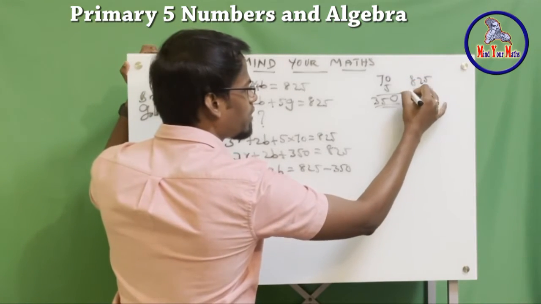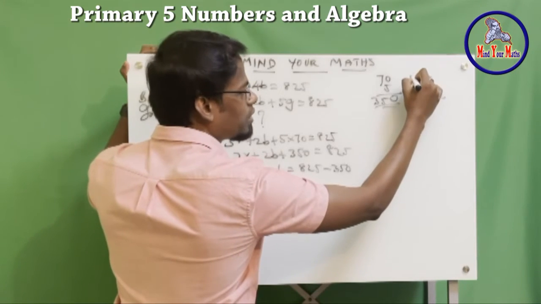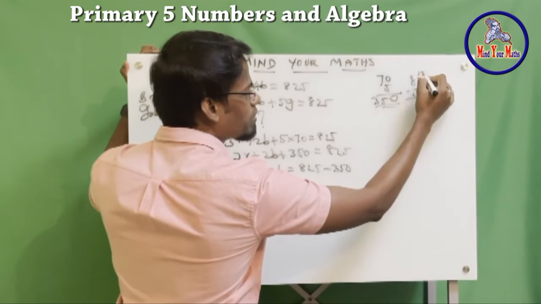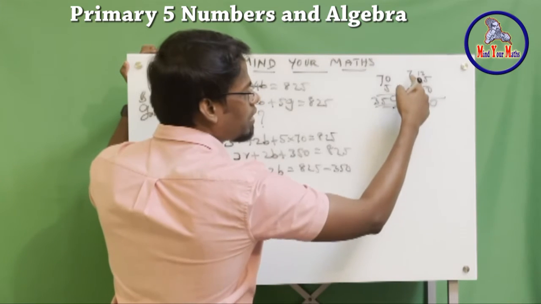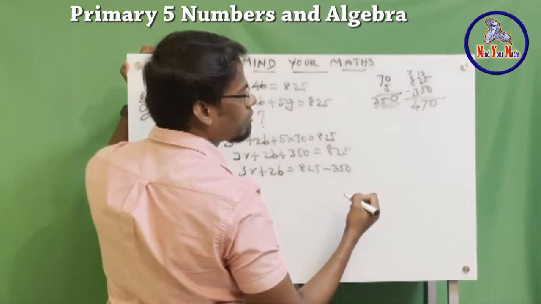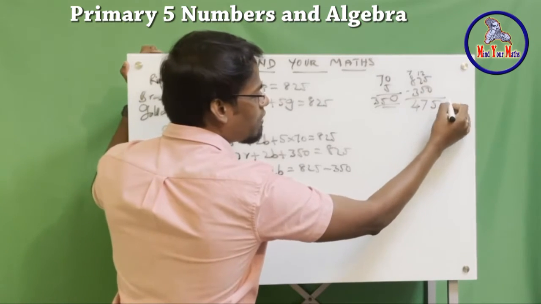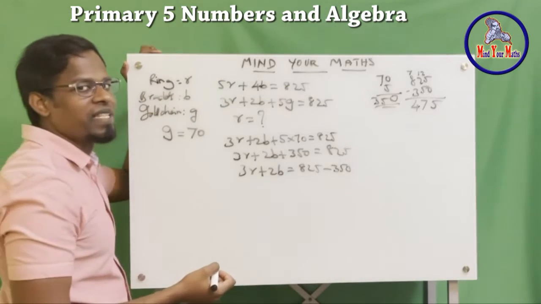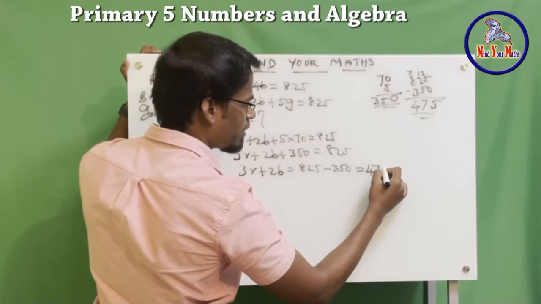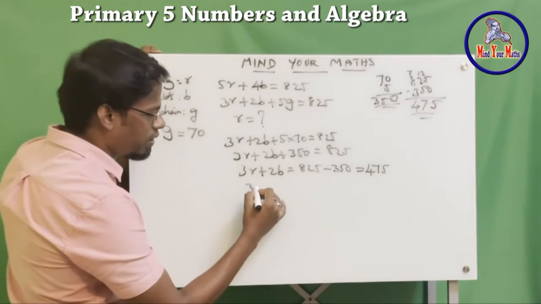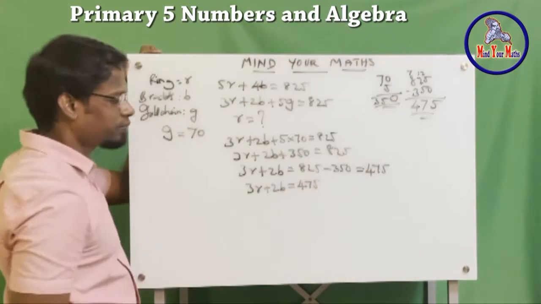825 minus 350: 5 minus 0, 0. In the 2 there is no 5, so what do we do? The 8 will lend 1 to this 2, so this becomes 12, this becomes 7. So 12 minus 5 is 7, right? And then 7 minus 3 is 4. Oh, this one is wrong, guys. 5 minus 0 is what? 5. Thanks for catching that. So the answer is 475. So now we know 3R plus 2B equals 475.